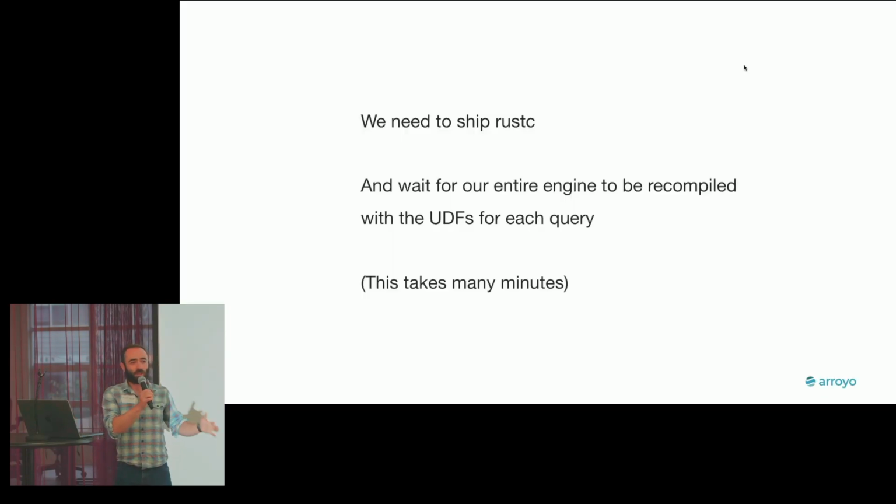If we wanted to just use the DataFusion UDF API, we'd have to ship Rust C. We'd have to wait for an entire engine to be recompiled with the UDFs for every query, which for our engine, a full release build takes like 15 minutes on a fairly powerful machine. So that's a long time to wait to run a query. If you want to mitigate that, you have to ship a really complex caching infrastructure. We used to do all that, by the way. The previous version of Arroyo was fully ahead of time compiled, so we would generate Rust code for all the queries. But now we use DataFusion, and it's great. Everything's dynamic. We don't have to do all that, and we don't want to reintroduce that just to support UDFs.